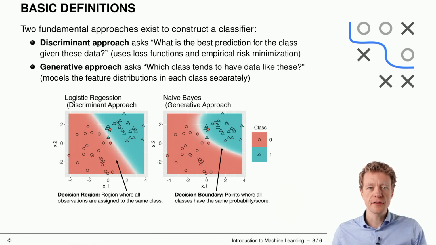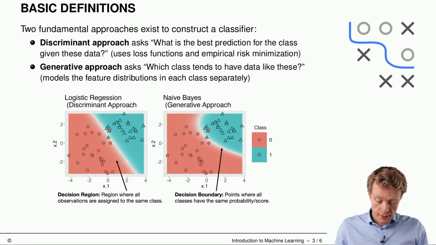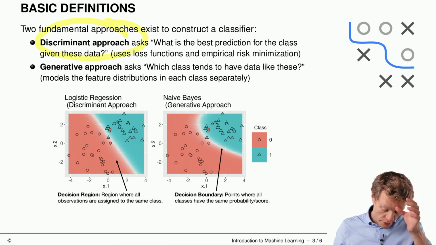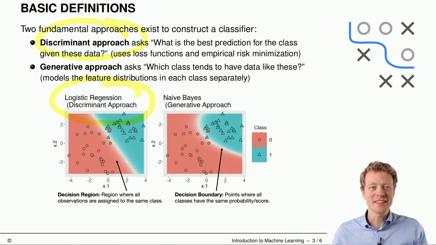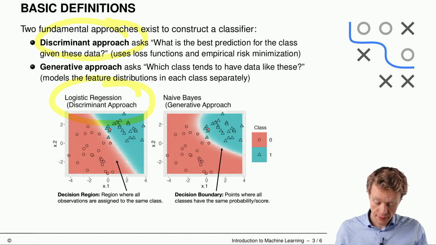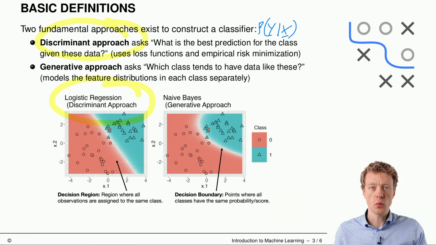Now let's speak about the difference between the discriminant approach and the generative approach. These are two fundamentally different approaches to construct a classifier. Let's start with the discriminant approach, where logistic regression is one example. The discriminant approach always asks, what is the best prediction for the class given these data? So we try to find which class given the features is most likely, perhaps by modeling the probability P of y given x.